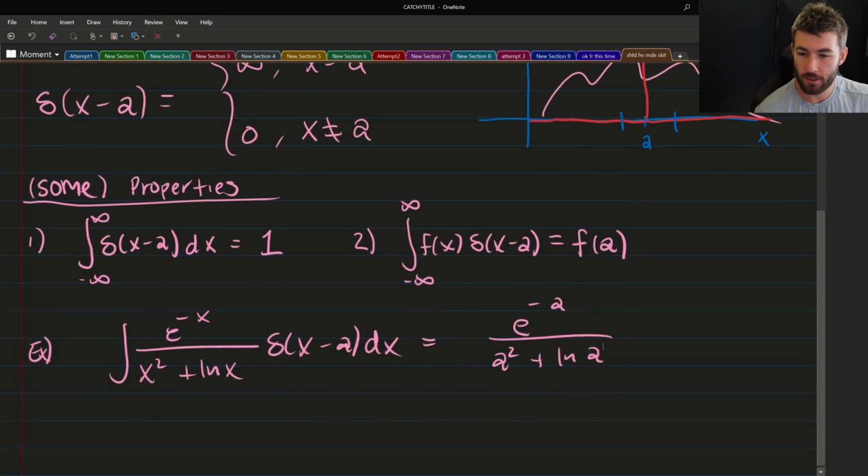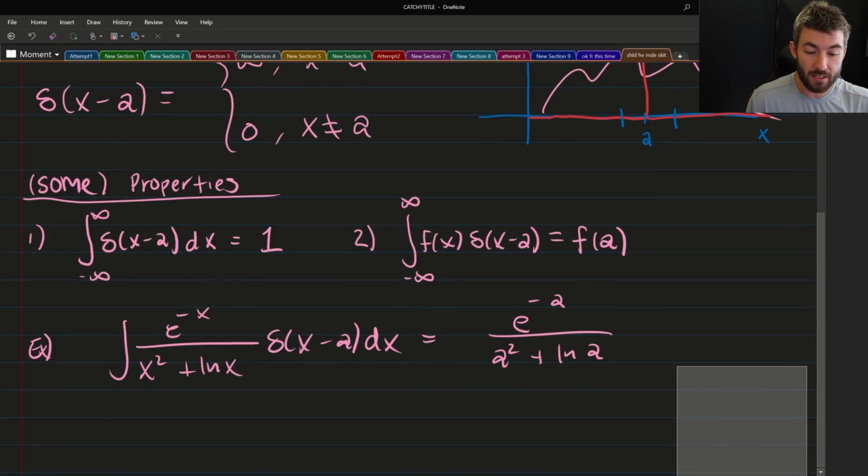One thing that I should mention, from the first property we can kind of see this: well, 1 is dimensionless. It doesn't have units attached to it. dx, maybe we're integrating over distance as an example. Well, if we're going to end up with something that is dimensionless, that means that the delta function must have units that are inverse to the integration measure. In this case, inverse to dx. So if dx is a length, then delta of x has units of 1 over length.